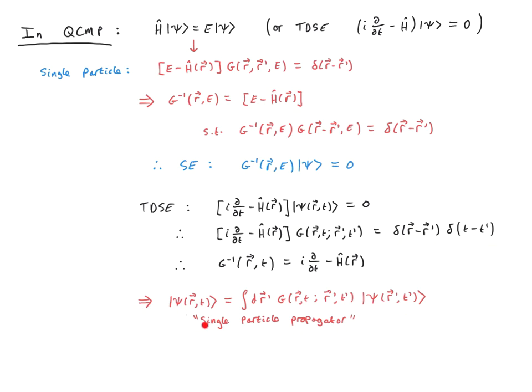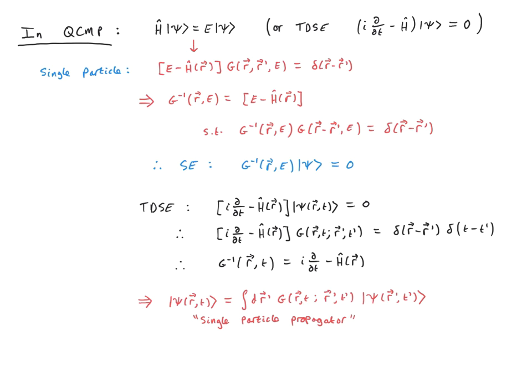This expression therefore tells us that the Green's function can be understood as a single particle propagator. It relates the wave functions at time t primed to a wave function at time t. And as we can see here from the integral, this involves taking the particle at time t primed at all possible positions r primed and propagating it forwards in time to the specific position r.